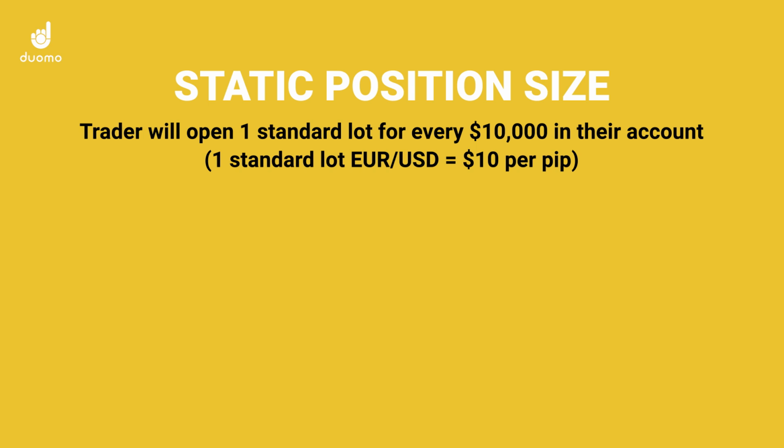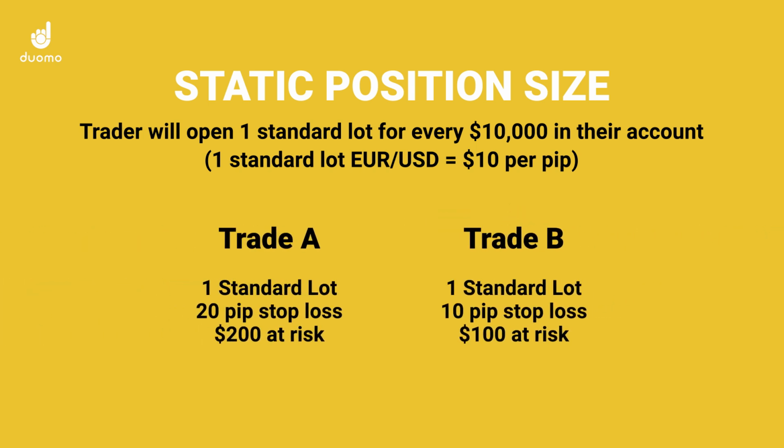Let me explain. Any position size is going to have a value per pip. For example, if your position size is one standard lot and you're trading Euro USD, it's going to be $10 per pip. If the price moves one pip in your favor, you're making $10 profit. And if it moves one pip against you, you're making $10 loss. Therefore, if you have two different trade opportunities and you open one standard lot for each of those, if one of those opportunities has a 20 pip stop loss, you'd be risking $200 on it. And if the other one has a 10 pip stop loss, you'd be risking $100 on that one.